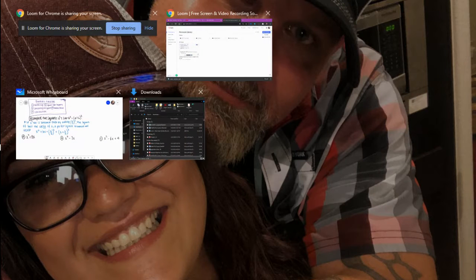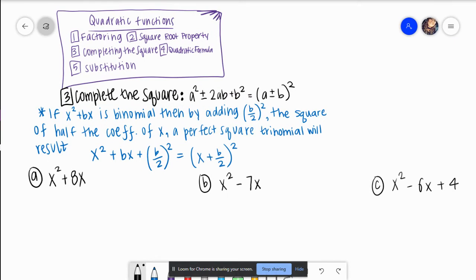Hey y'all, we are going to complete the square. This is still talking about quadratic functions and the fact that they have many different solutions, and it usually is based on what the function actually looks like. So far we've done factoring and the square root property, and now we're going to do completing the square, and we're also going to do the quadratic formula.